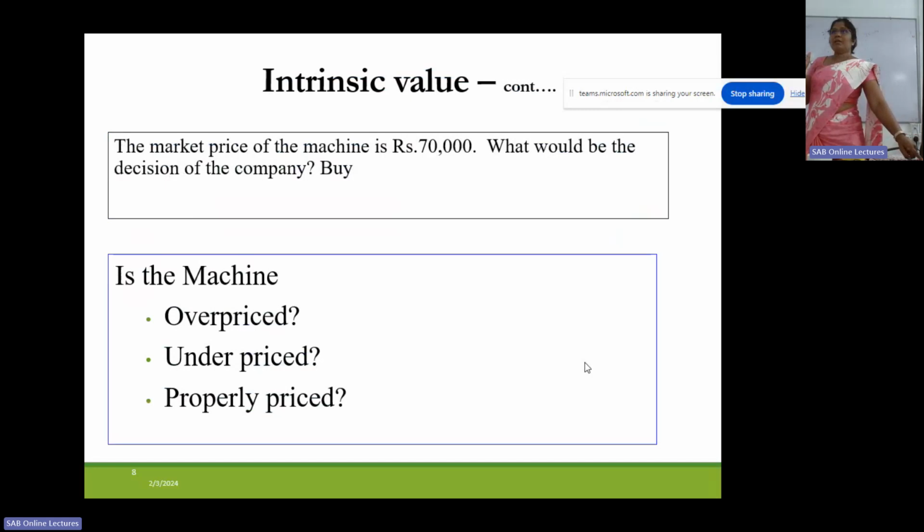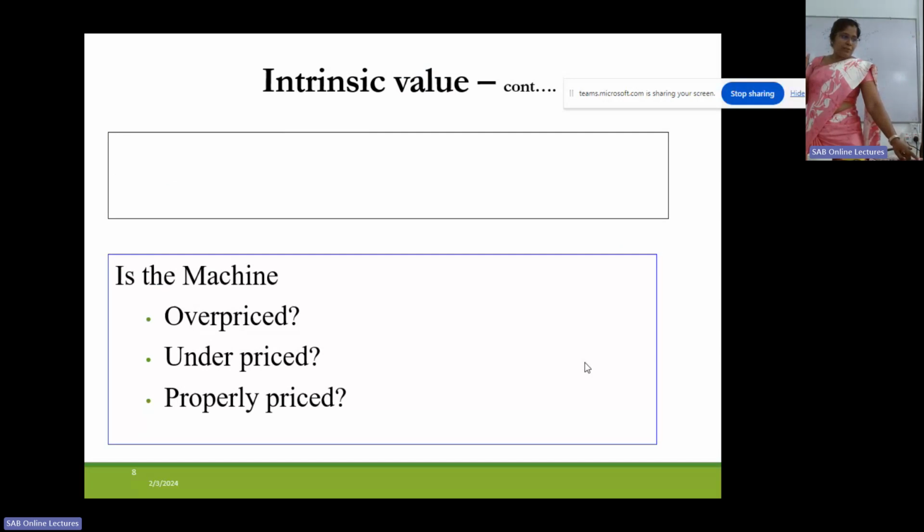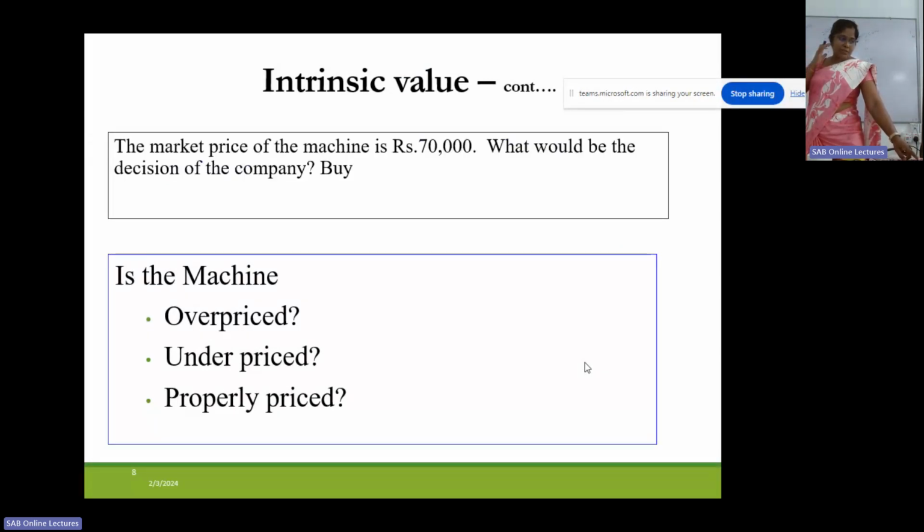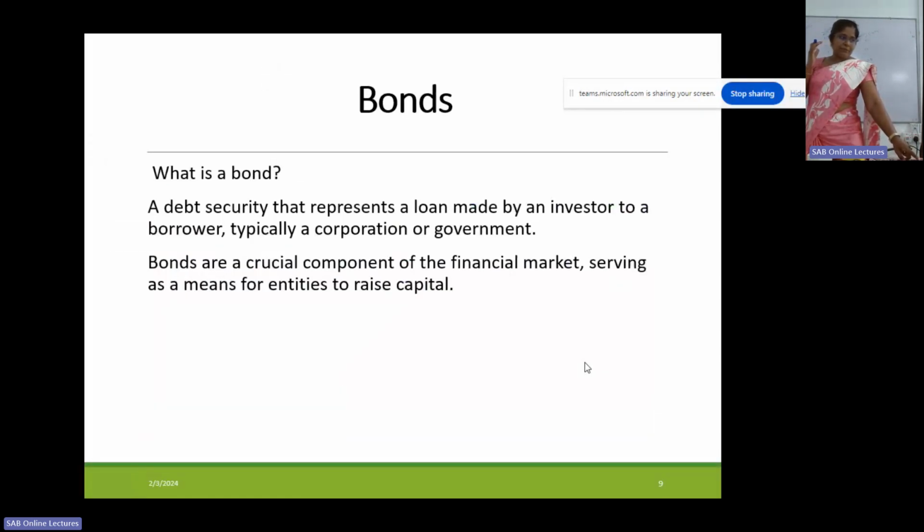Now in the future we are going to apply this for bond valuation and security valuation. Another question, another example I will give you. Just write this down. This is also related to asset valuation, right?